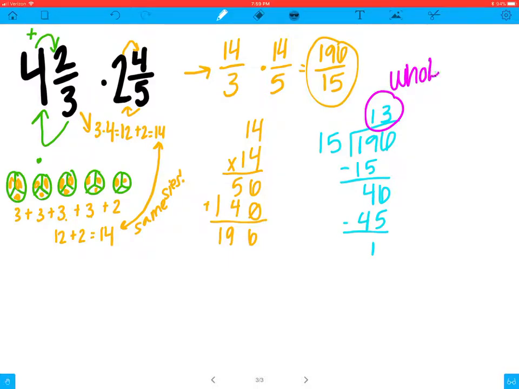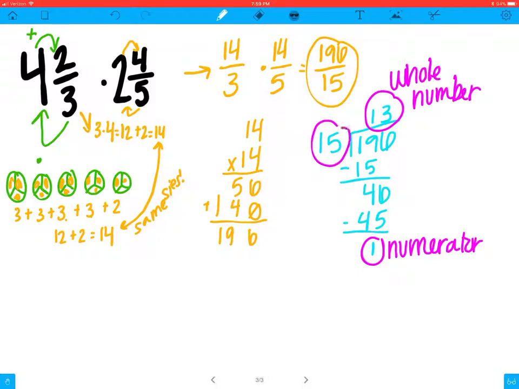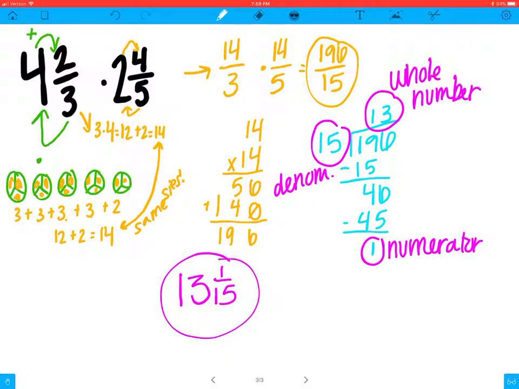So I'm going to circle certain things. The 13, that's my whole number. That 1 is my numerator. And the 15 that I divided by, that's my denominator. So I can write this as 13 and 1/15 as a simplified answer. It's pretty powerful to be able to do that and identify the different parts.